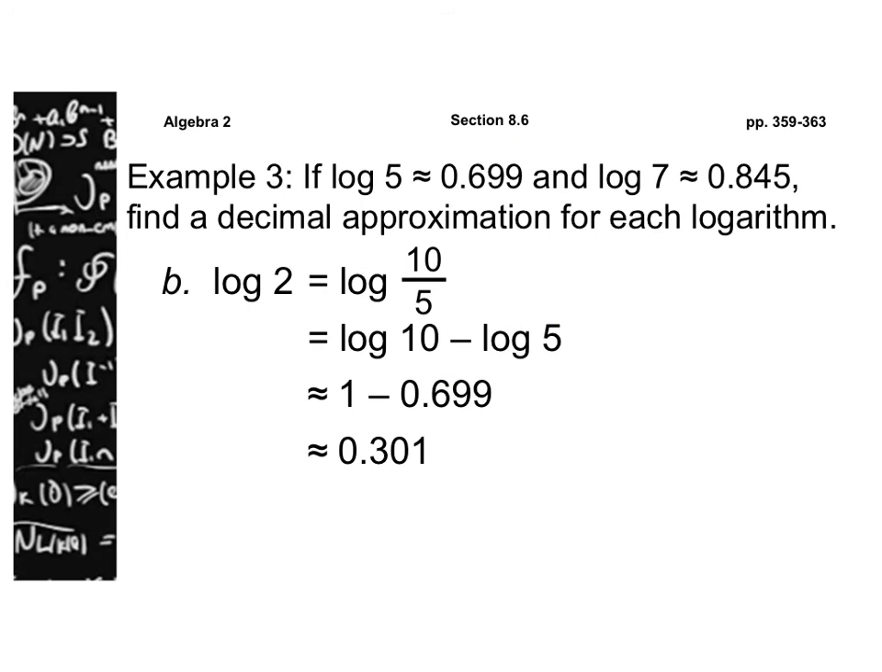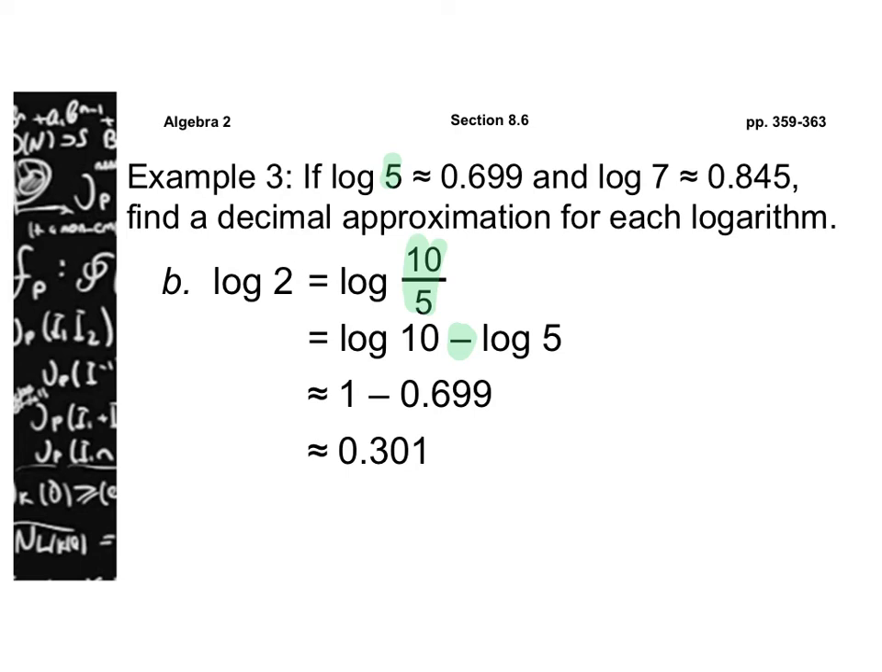Okay, now we still have log 5 and log 7, but now we're given log 2. How do we get a 5 and a 7 out of 2? Well, 2 is actually 10 over 5, right? Okay, so I can change this into log of 10 over 5. Well, that division becomes a subtraction. So now I have log 10 minus log 5.